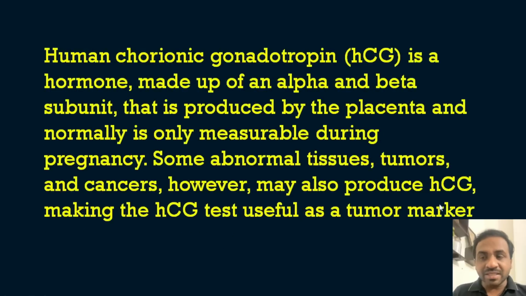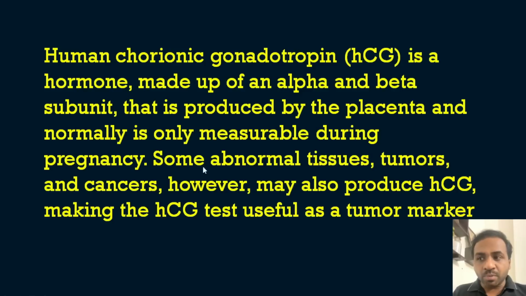Then comes the HCG, otherwise known as human chorionic gonadotropin. Regarding this marker, we have already explained it in our older videos. It is a hormone made up of alpha and beta subunits, produced by the placenta, and normally it is only measurable during pregnancy.